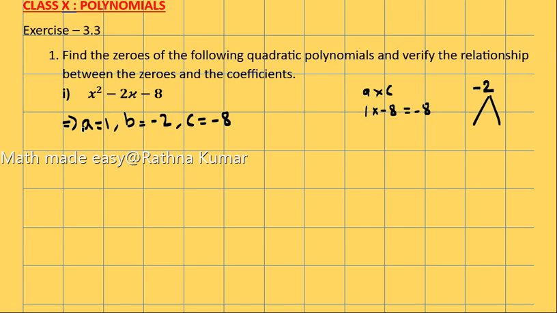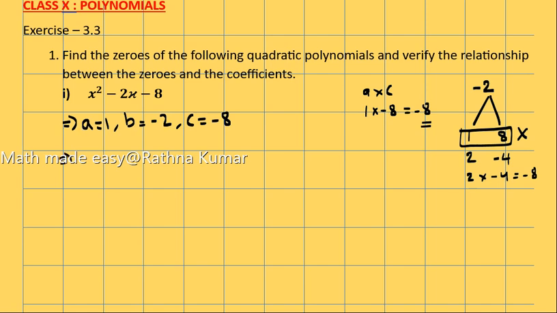In order to get minus 8, we have 1 8s are 8 and 2 4s are 8, right? If we add 1 and 8, there is no scope of getting minus 2, so this is eliminated. Next we have 2 4s. If we add these two and want to get minus 2, the 4 should have minus 4. So 2 plus minus 4 is minus 2, and if we multiply 2 into minus 4 we get minus 8. So it is satisfied. We need to split minus 2 as 2 and minus 4.